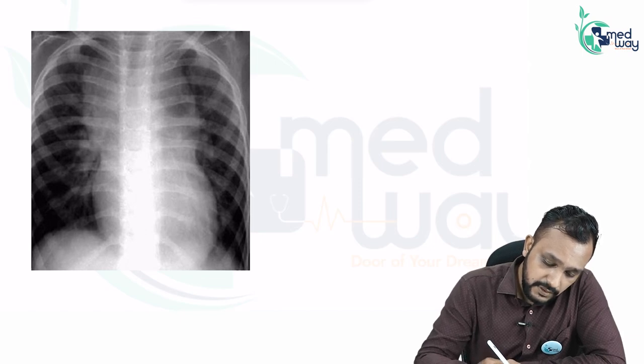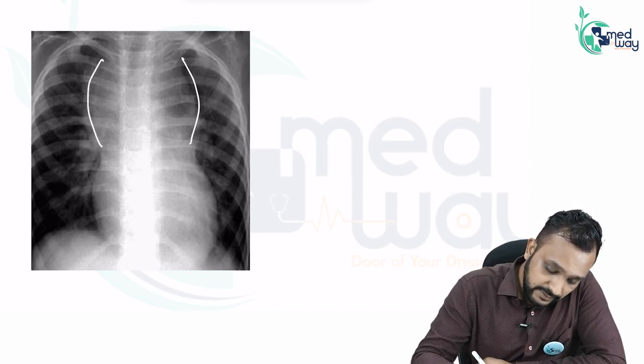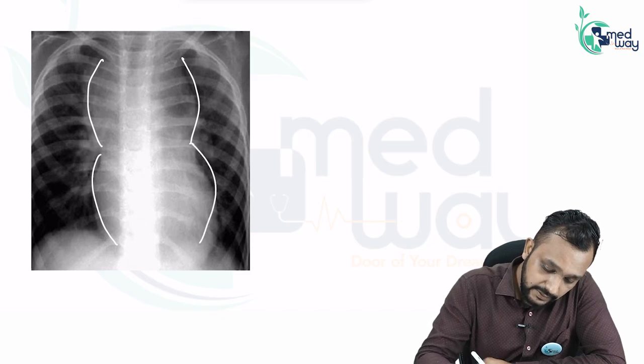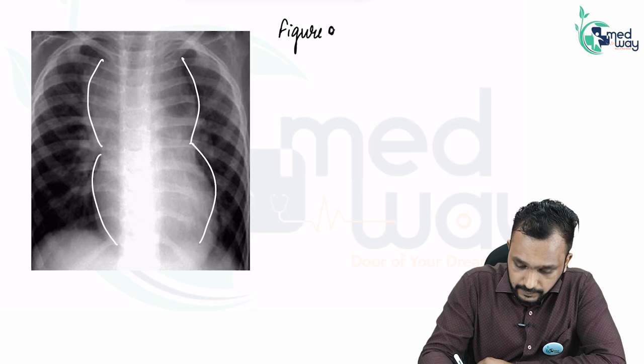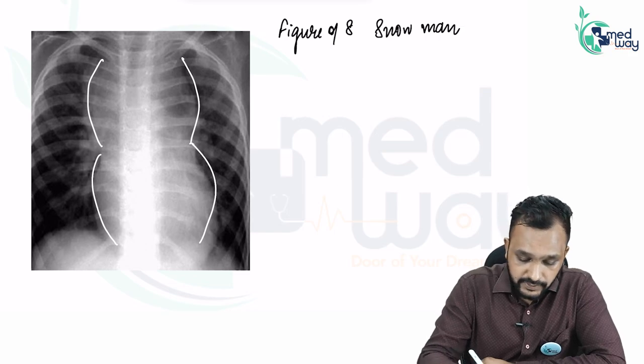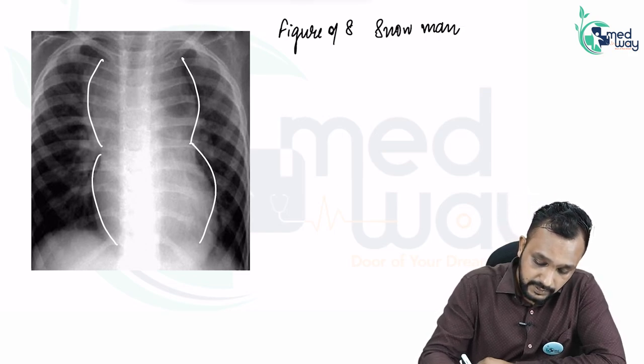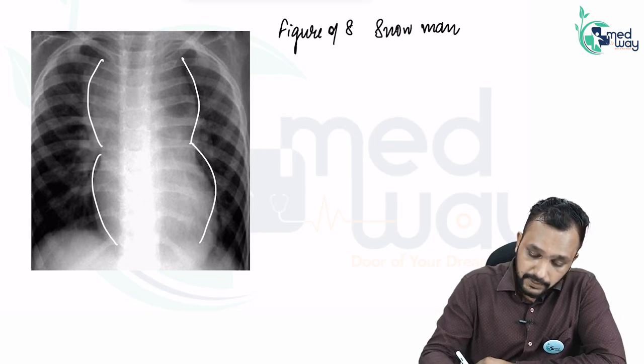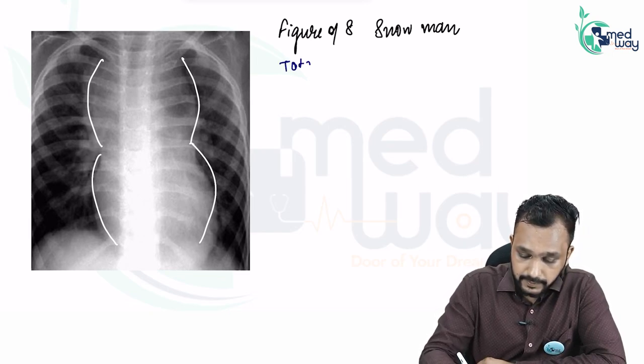So how does this image look? If you look at this image very carefully, it looks like a figure of 8 appearance, or you can say it is giving a snowman appearance. So this figure of 8 or snowman appearance is seen in patients with total anomalous pulmonary venous connection.